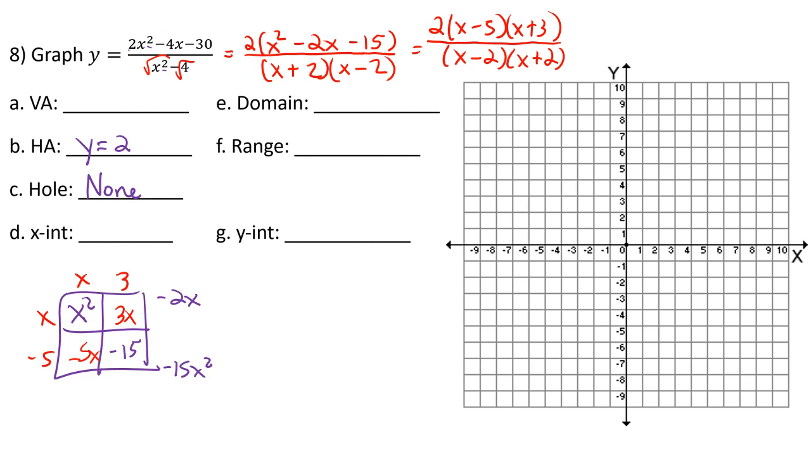Next thing would be vertical asymptotes. Now remember, those come from the denominator. So we get those by asking what number minus 2 would equal 0? Positive 2. So one vertical asymptote is x equals 2. I go to the next one, what number plus 2 would equal 0? Negative 2. So the other vertical asymptote is at negative 2.